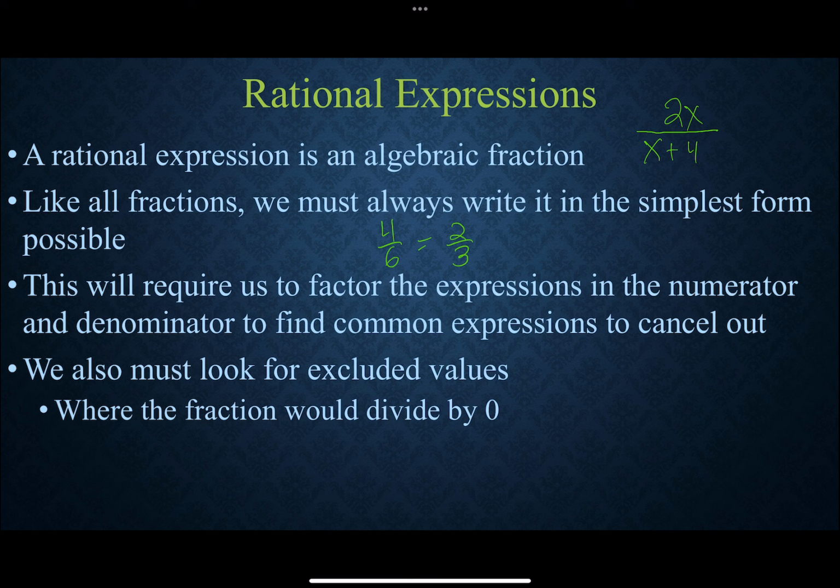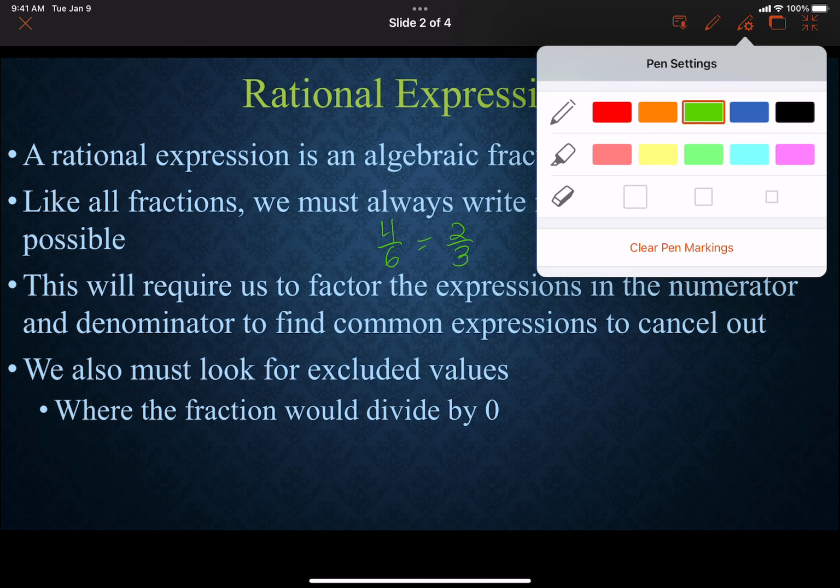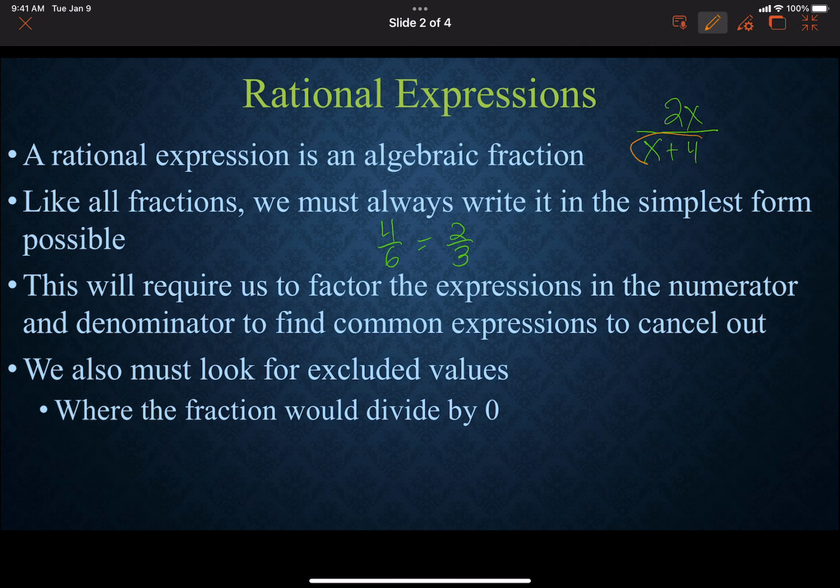Now, because these are algebraic, we are going to have to also look for what's called excluded values. This is where the fraction would divide by 0. For example, this top one I just wrote here, 2x plus 4, we'd have to worry about when x plus 4 equals 0, which is at negative 4. So we would have to say it's an excluded value, x cannot equal negative 4. Because if our x value is ever equal to whatever would cause the denominator to be 0, we would divide by 0, and that's not good mathematically.